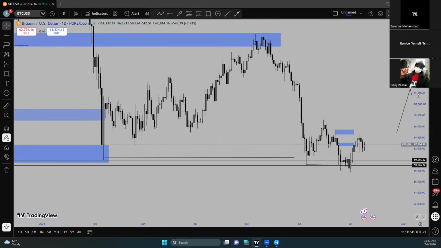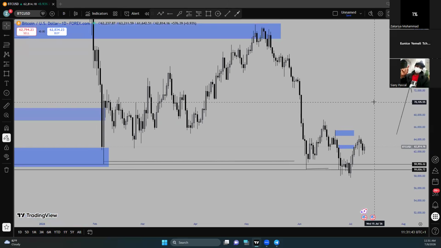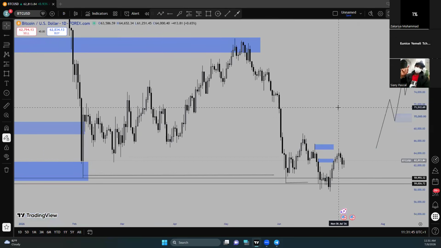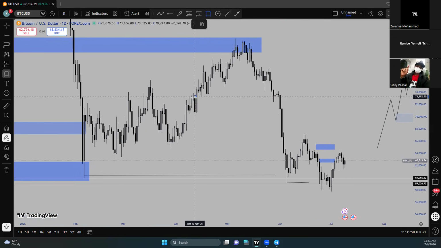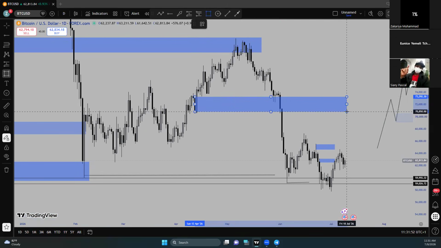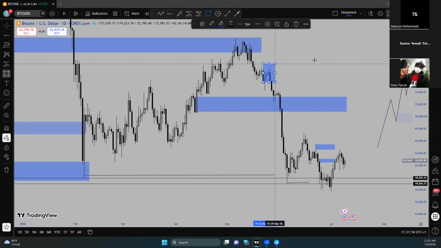Those zones are higher time frame POIs, whether a failed order block, a breaker block, or an order block. If you go to the daily time frame, you have this order block, you marked it, and you have this other OB also.